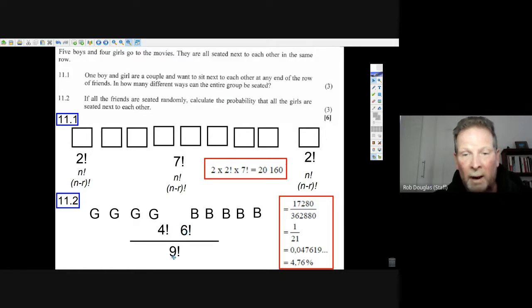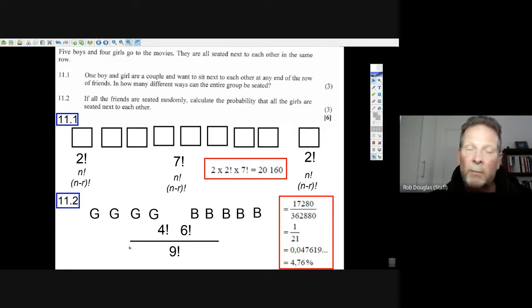And it's all over 9 factorial. And I just put that in my calculator. You try it, and your calculator will simplify it and tell you it's 1 chance in 21, which is good enough for your answer there. Turns out to be, as a decimal, 4.76% chance of happening. So that's it.